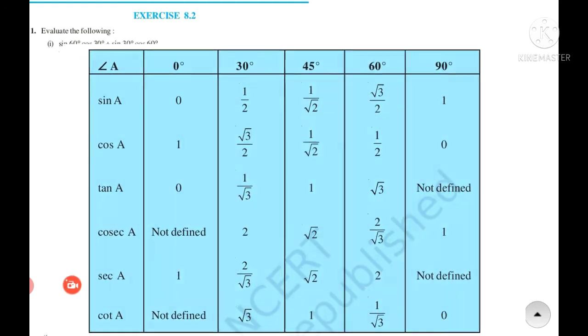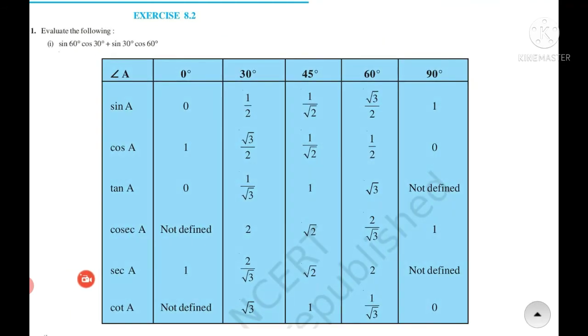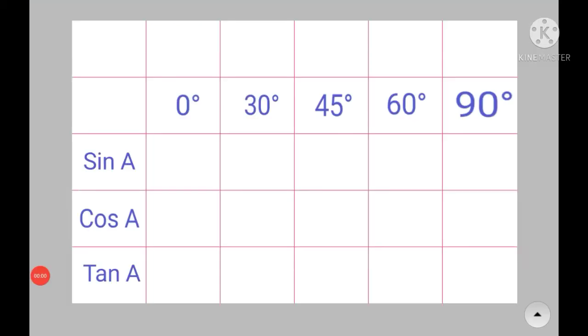For exercise 8.2, we just need to put in the values of these specific angles 0, 30, 45, 60 and 90 from this table. You don't need to learn the table. There is a shortcut trick to make the table. Let's learn to make the table quickly. Just write down this layout 0, 30, 45, 60, 90 and 3 t ratios sin A, cos A, tan A. No need to write the other 3 t ratios.